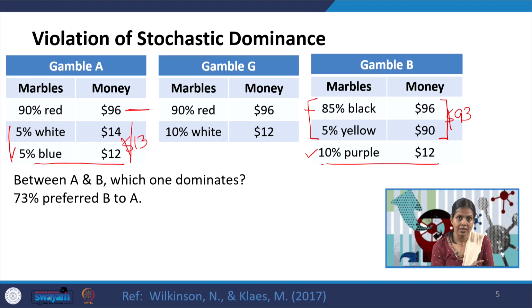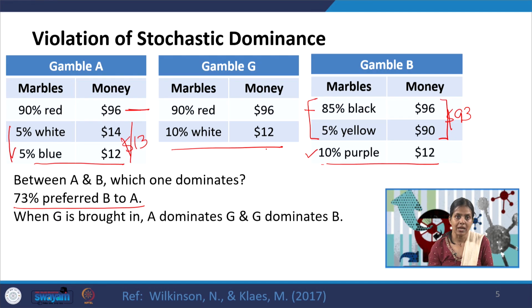Now, if I go by expected utility theory, then probably A should be preferred to B, but 73% preferred B to A. Now, in order to bring in more clarity, let us introduce gamble G. When gamble G is brought in, then we can show very clearly that they are comparable.